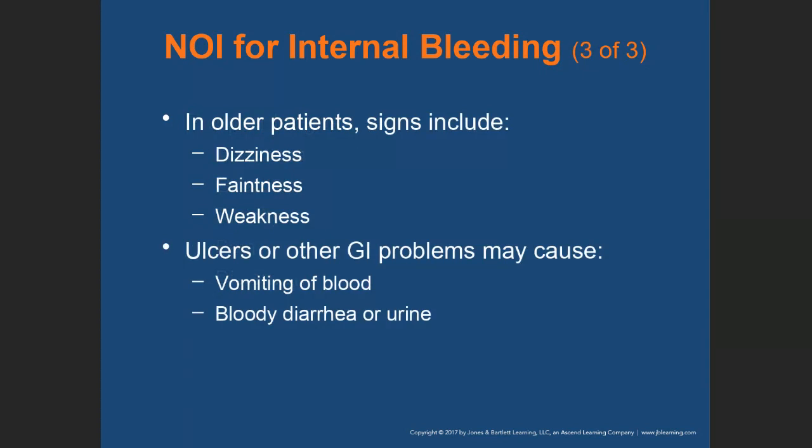In older patients, we will look for dizziness, history of fainting, weakness. Ulcers or other GI problems may cause vomiting of blood. Anytime a patient coughs up blood, it is coming from the lungs. If a patient vomits up blood, it is coming from the intestine. They can have bloody diarrhea or urine.